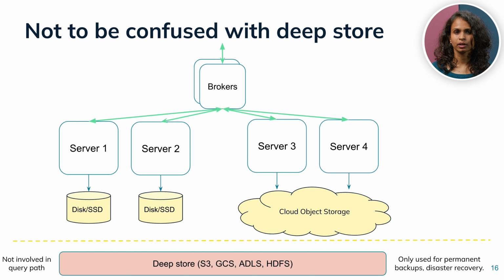However, this deep store is only used for permanent backups and disaster recovery, and is not involved in the query path. With the tiered storage feature for Apache Pinot, we are now able to use this cheap cloud storage directly in the query path and replace a lot of the disk and SSDs that we were using.